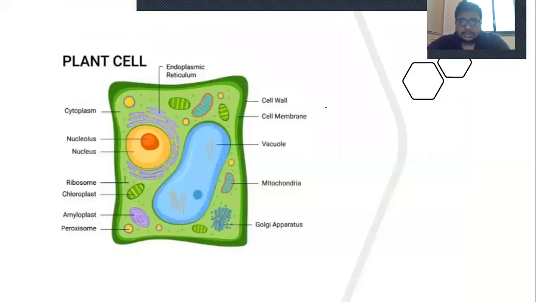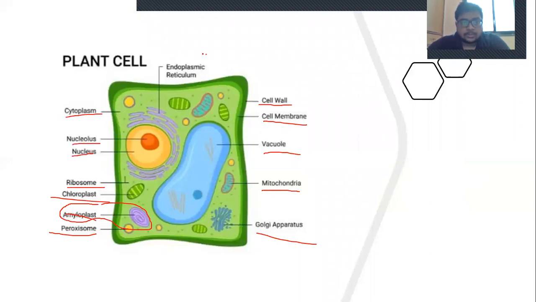So this is a diagram of a plant cell that you can draw on a sheet. Endoplasmic reticulum, cell wall, the cell membrane, vacuoles, the mitochondria, Golgi apparatus, the peroxisomes, amyloplast. Amyloplast is also new, I guess. Then the chloroplast. Chloroplast is new in plant cell. Then there are ribosomes, the nucleus, nucleolus, and cytoplasm, endoplasmic reticulum also. So this is a plant cell.